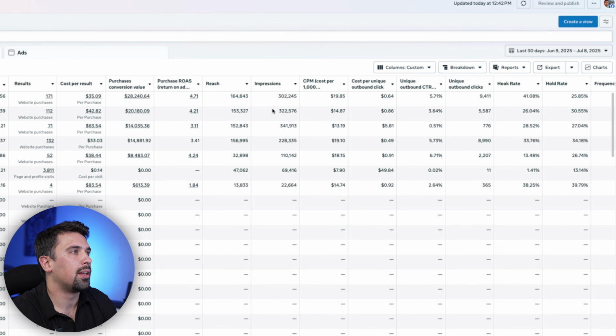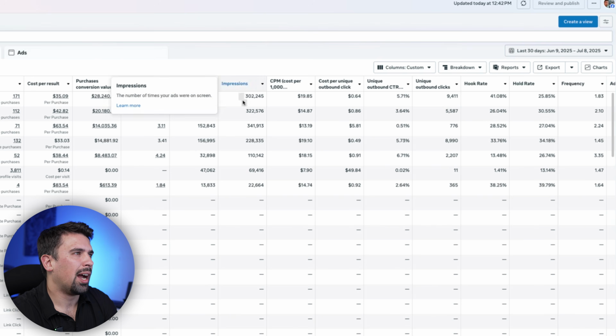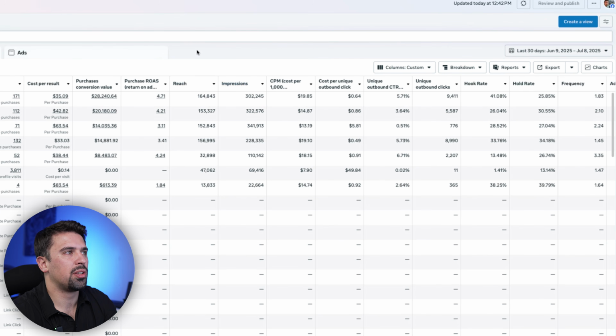All right, so keep that in mind. And I just like to look at reach and impressions to see how many people we're getting in front of. And this also shows your frequency metric in a way.